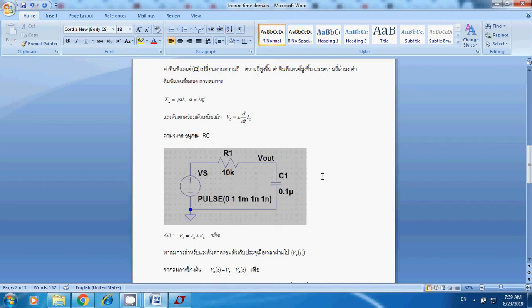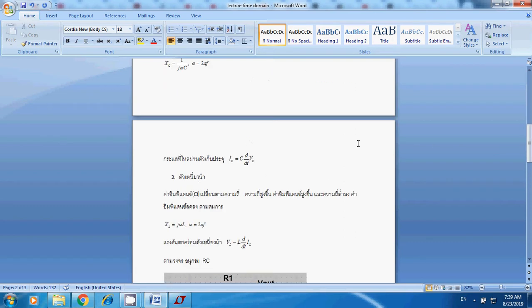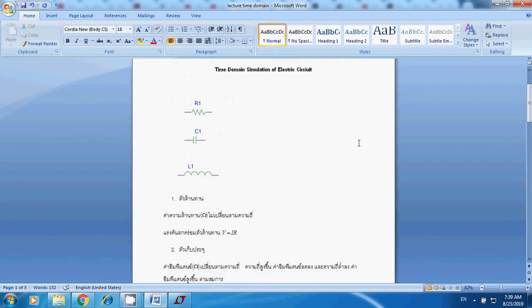Before we go through that, you have to record the voltage drop across the capacitor and also the voltage drop across the resistor, as well as the current flowing through the circuit. So let's get there. Start with a recall of your basic knowledge about our resistor, capacitor, and our inductors.